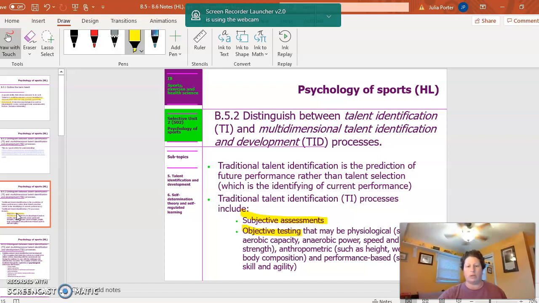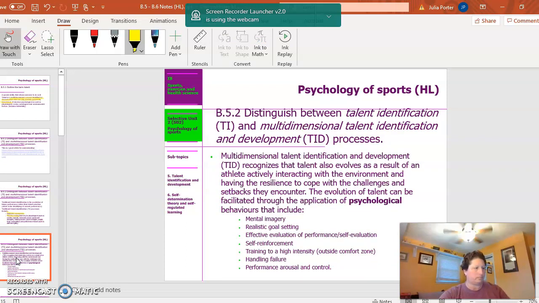So then we validate that by identifying their talent through the different types of tests that we do, whether it's running a 40, running a 100, running a 400, just to determine, okay, is this person a sprinter? That's the basic talent identification.